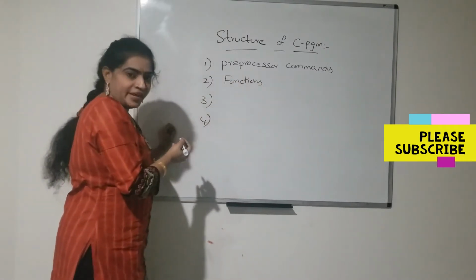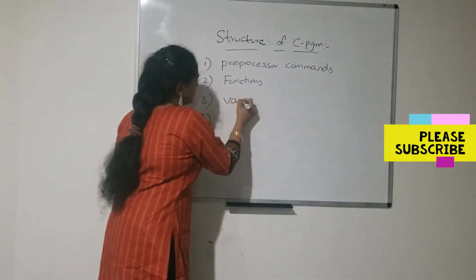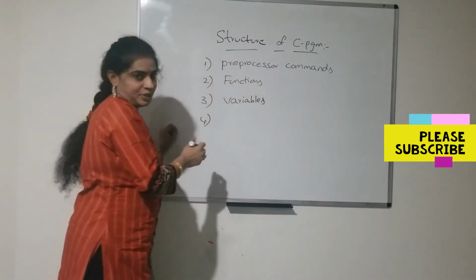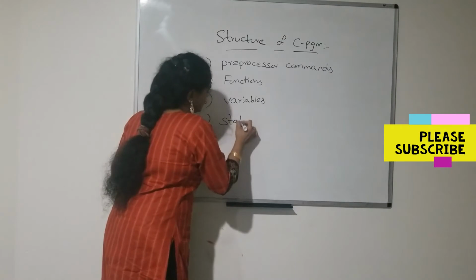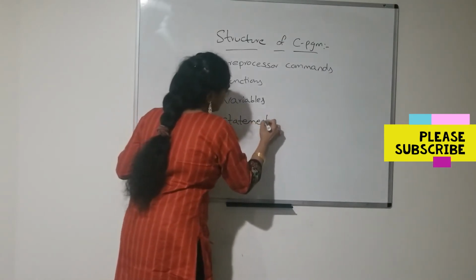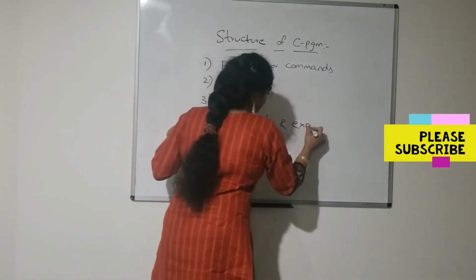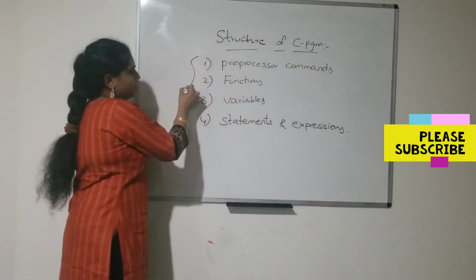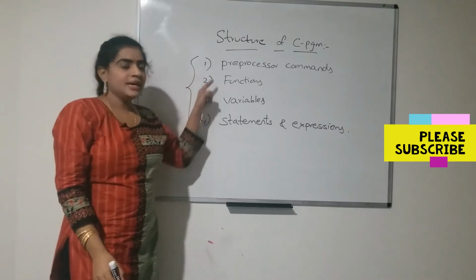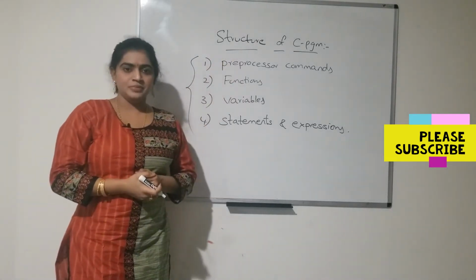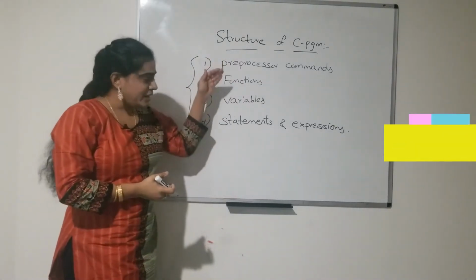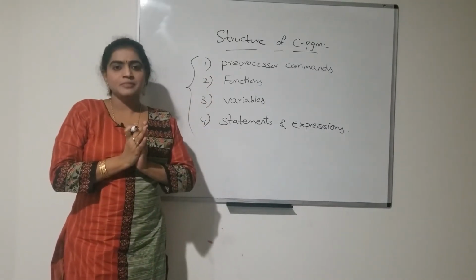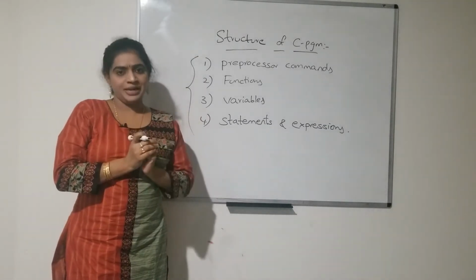Third one is variables. And fourth one is statements and expressions. So, we have these 4 parts in the structure of a C program. Let me explain all these 4 parts with an example program. Before that, let me wipe the board and explain.